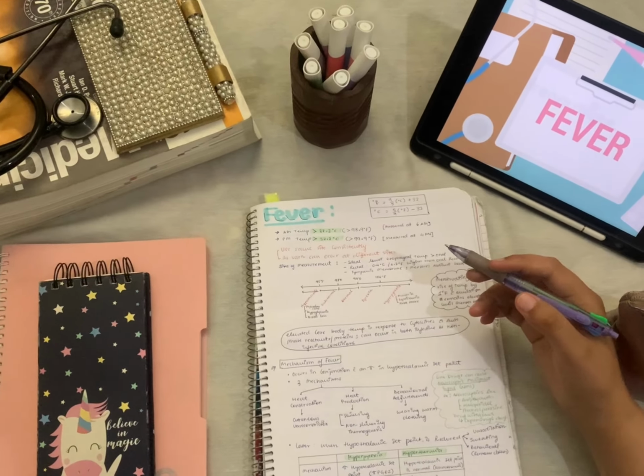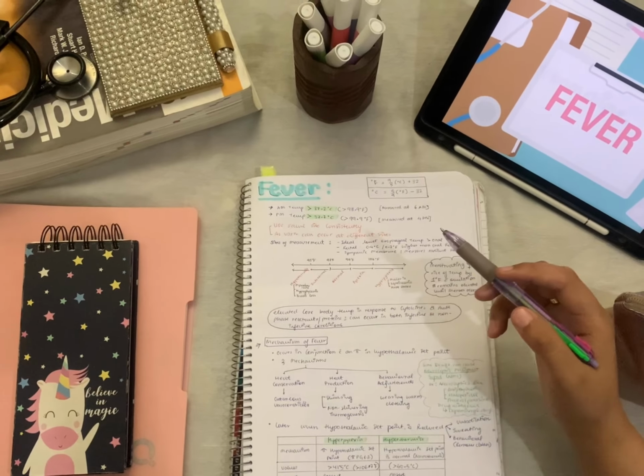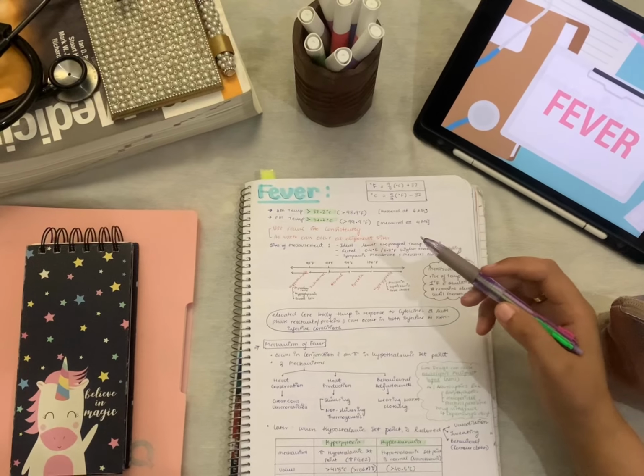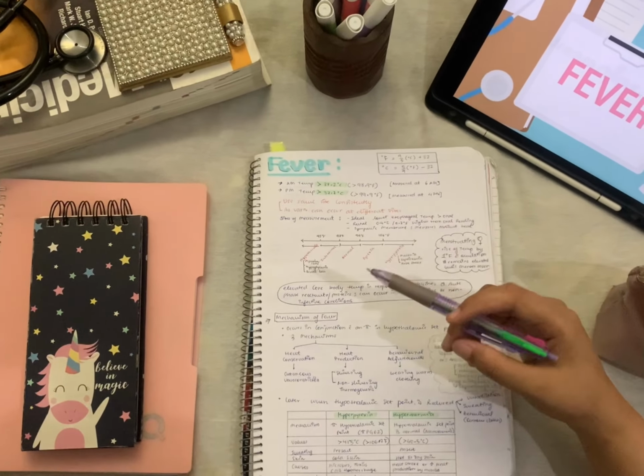So today the topic of our discussion is fevers. Fever is a very important topic. Right from first year all the way to your internship, you will be encountering this several times. So before we begin, what is fever?